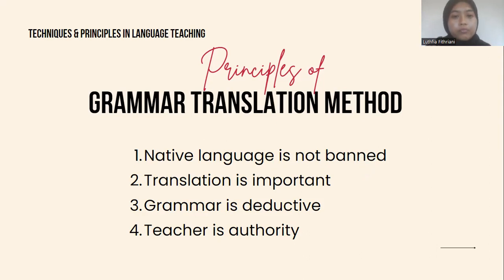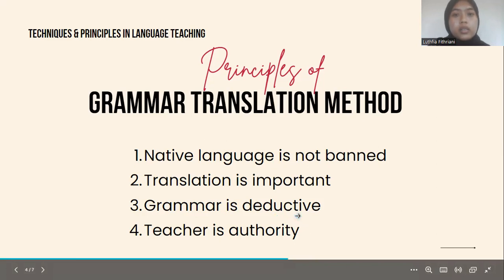It means that in the classroom, the teacher could use native language to help the student to translate the word of target language. The second, translation is important. In the grammar translation method, the students are considered as a successful learner when they are capable of translating one language to another. The third is grammar is deductive.